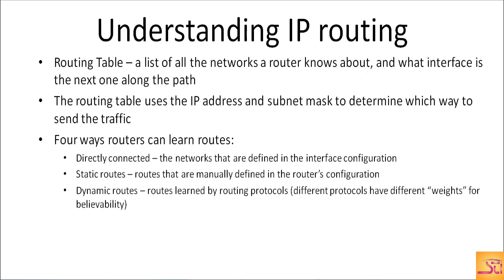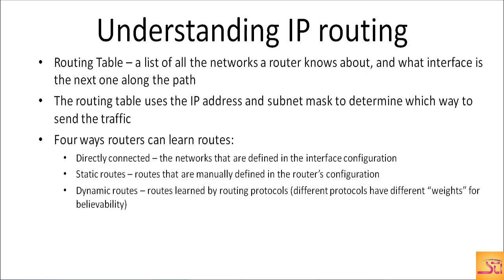These are routes learned by routing protocols, and different routing protocols have different weights for their believability. Now, we won't really get into that in the ICND1 course, but if you choose to carry on with your CCNA and go through the ICND2 and the CCNP course, then you'll see that you can learn the same routes through different routing protocols, and the router will choose to believe, for example, OSPF more than it believes RIP. If it has the same network that's being learned via RIP and OSPF, that are going out two different interfaces, then the route that's learned via OSPF will be the one that ends up in the routing table.